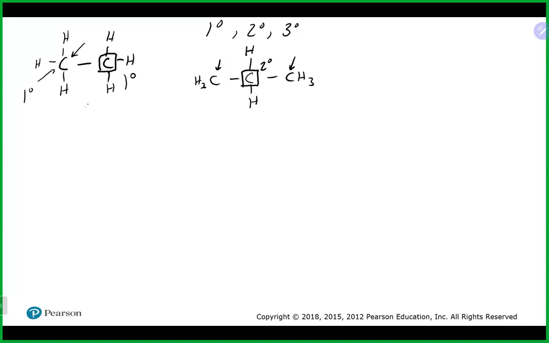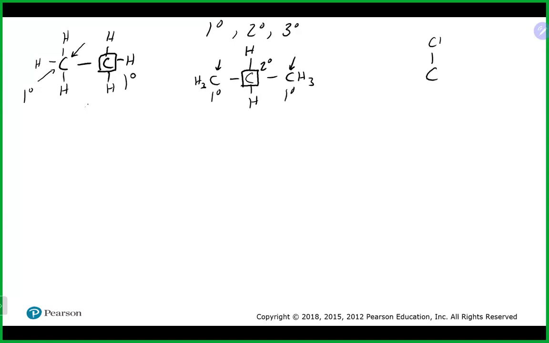How about the carbons there with the arrows? What are those? They're both primaries again. The one on the left is attached, obviously, to the carbon in the middle directly, and the one on the right is also attached to the carbon in the middle. So in this case, we have 2 primary carbons and a secondary carbon in this compound.